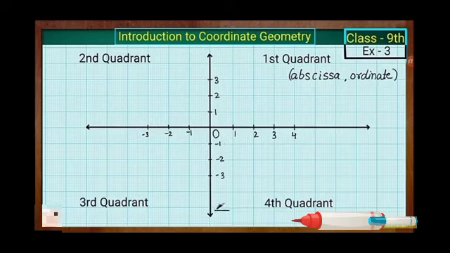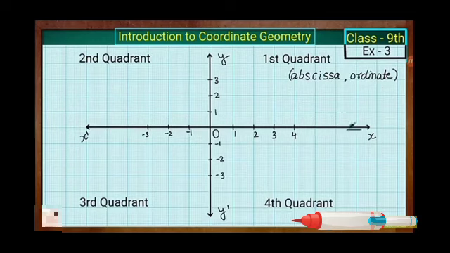Now this is the Cartesian plane. Here you can see two lines. One is the horizontal line, that is called the x-axis, and on x we will take the positive value, and on x dash the negative. This is the vertical line, called the y-axis. On y we will take the positive value and on y dash the negative value. The intersection of these two lines is called the origin. You can see here, when these two lines intersect, this point is called the origin.